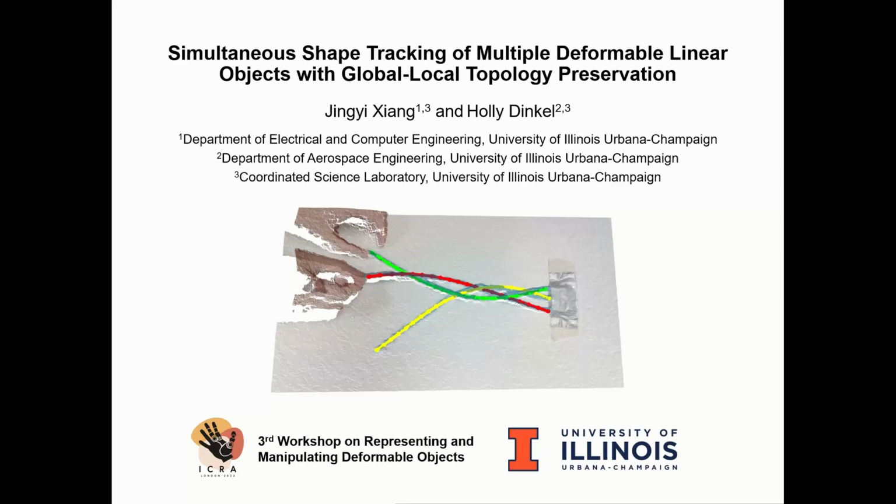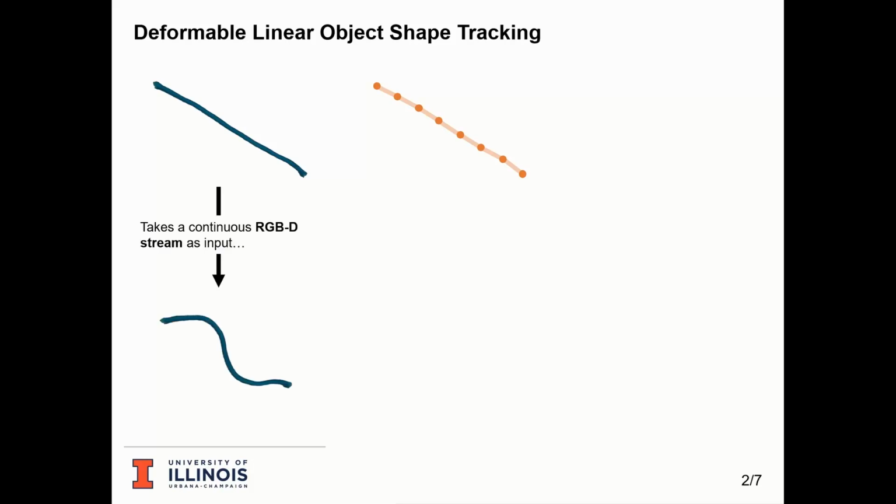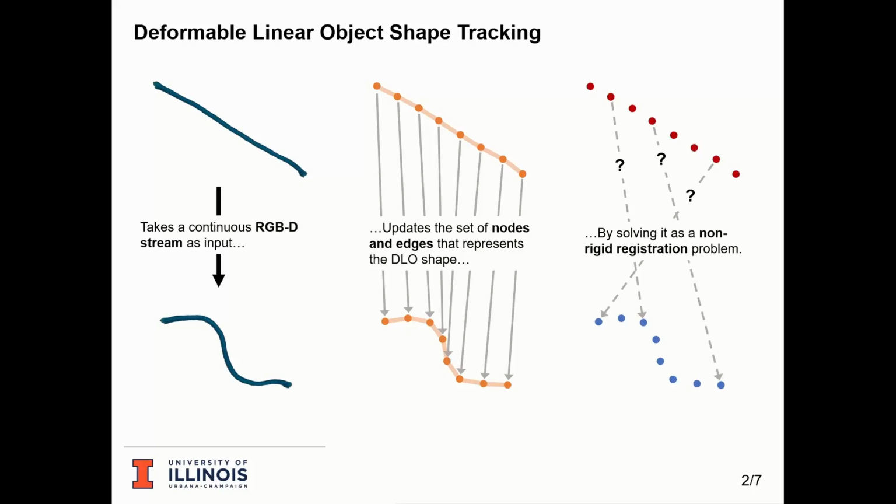In this work, we propose a method to simultaneously track the shape of multiple deformable linear objects. The convention is to represent the shape of a deformable linear object with a set of nodes and edges.